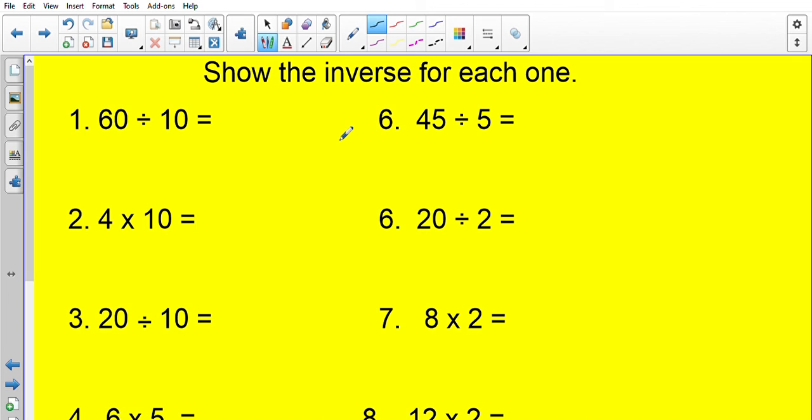So today I would like you to work out the answer to all of these. Some divide, some times, and then I want you to show the inverse for each one. You can pause the video and write them down from here, or I will send you the sheet to use as well.